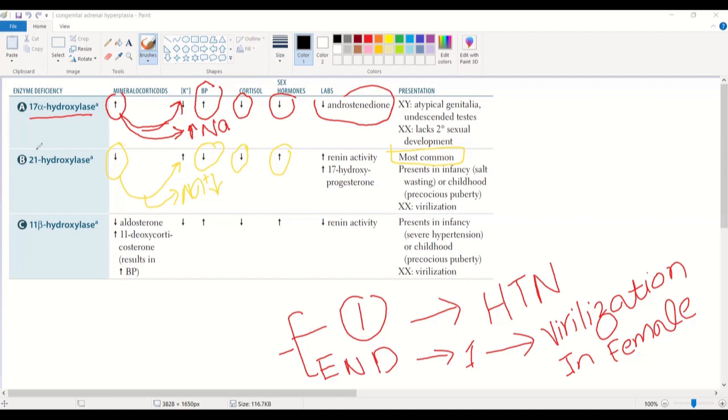This is the most common congenital adrenal hyperplasia. It ends at 1, so it will lead to virilization in female. They give you the karyotype: the patient is XX, but there is increased hair on the face and deepening of the voice, characteristic of secondary male characters, but developing in the female. So virilization is the key thing for 21 hydroxylase deficiency.